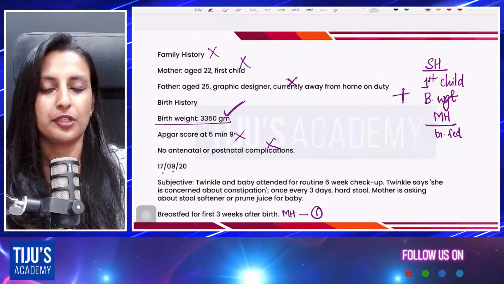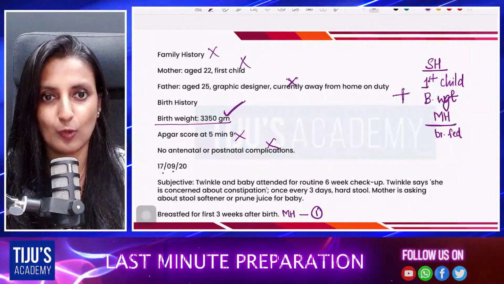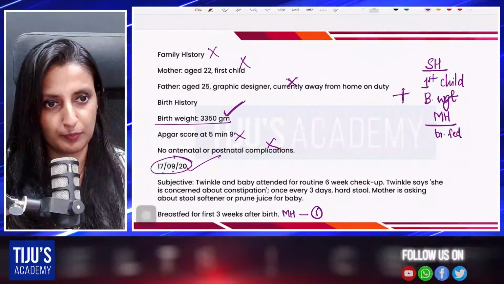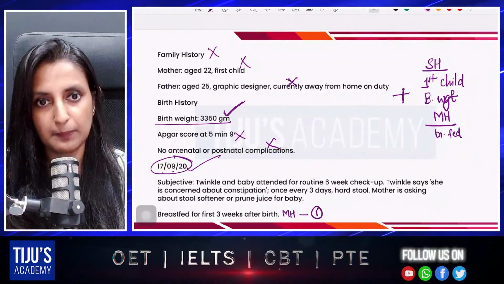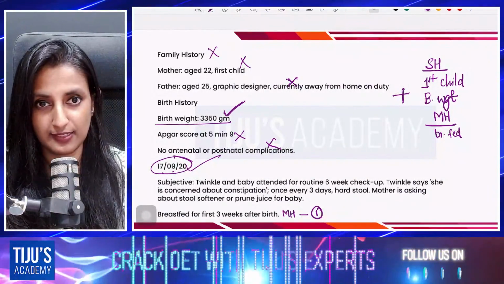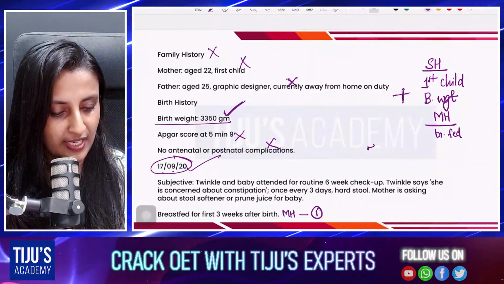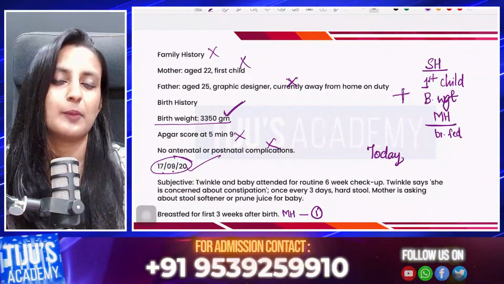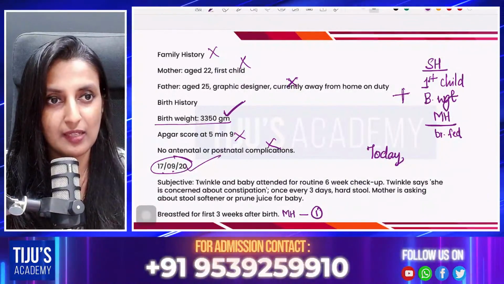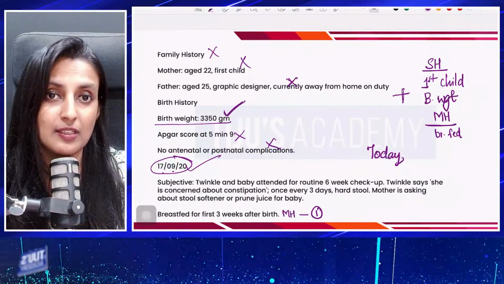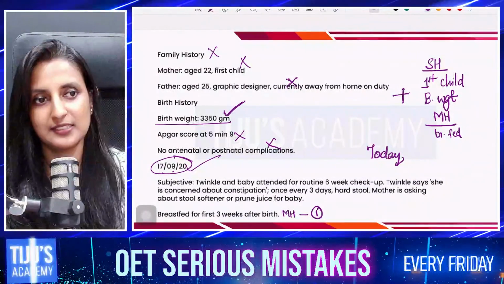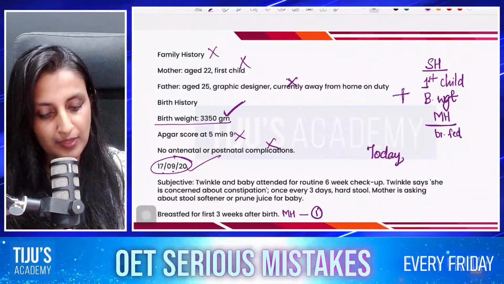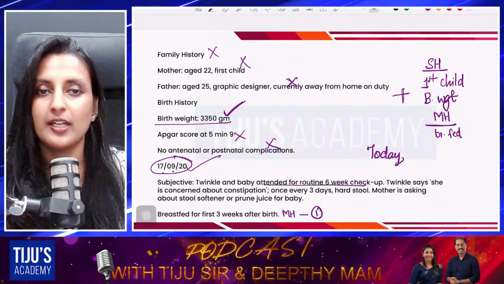Okay. Now we are talking about the present. That is what happened today. Presently ആകെ ഒറ്റ ഡേറ്റേ ഉള്ളൂ. So we only need to write about this information. So 17th September 2020, that is the letterhead date itself. So how we can write today? Today, Ethan and his mother, not Twinkle and baby, but Ethan and his mother, because Ethan is the central character, that's the patient. So how we can write today, Ethan and his mother attended for routine 6-week checkup.